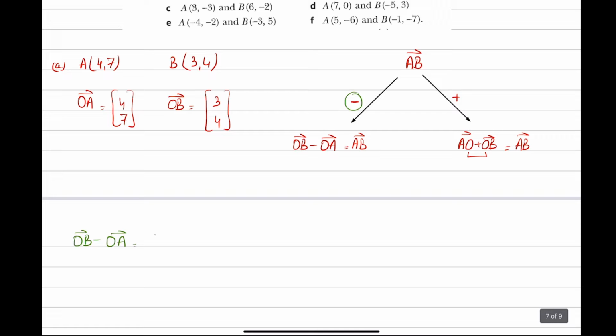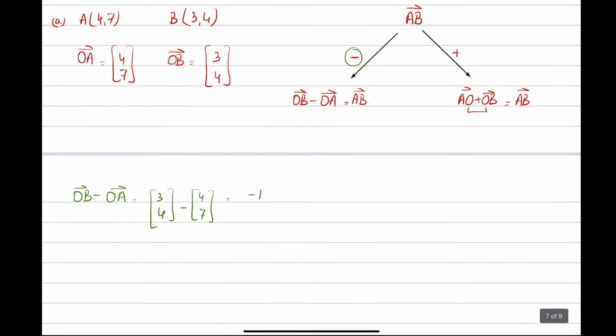So OB minus OA means 3 4 minus OA, which means 4 7. So 3 minus 4 is equal to minus 1. And please do not end up writing this as a fraction. I've seen this happen. Students end up writing it as a fraction. This is not a fraction. So minus 1 minus 3 is your final answer.